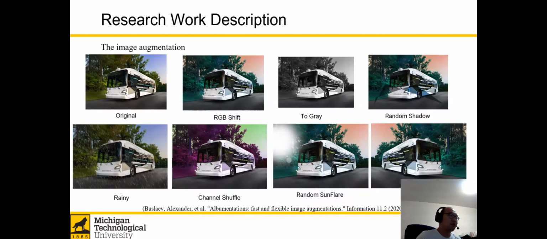And the work we did after we got the pictures is image augmentation. We increase the data set from the original pictures with RGB shift, gray pictures, random shadows, rain, channel shuffle, random sunshine, and also mirrored pictures. We based this work on a reference paper, and we can increase the data set this way.